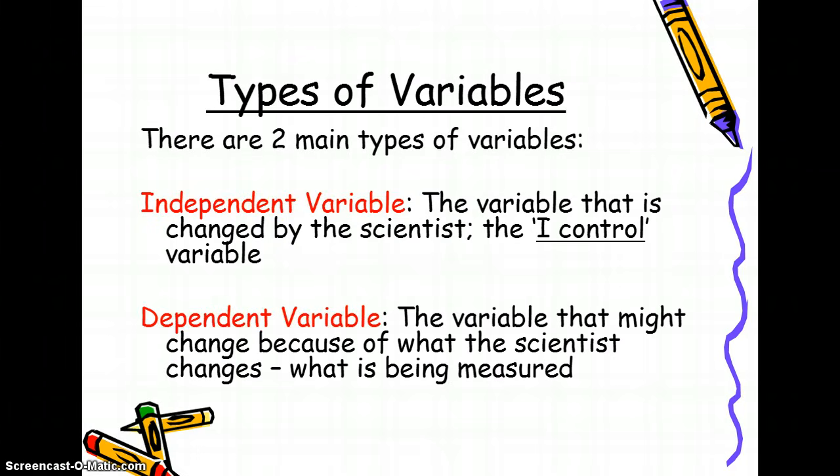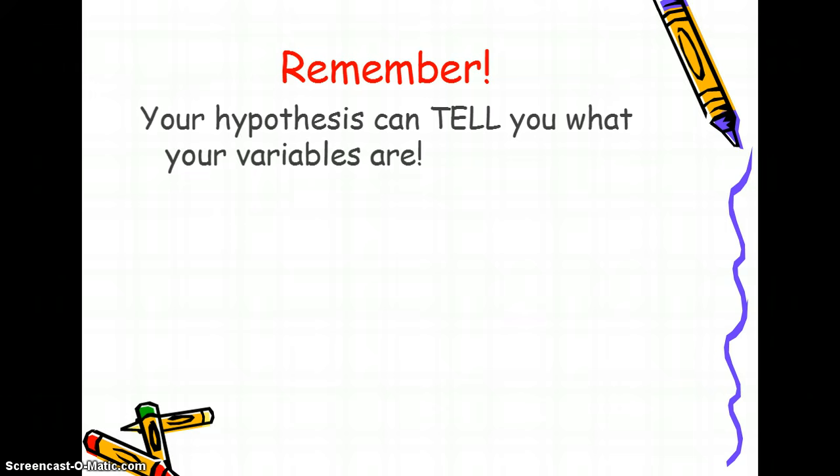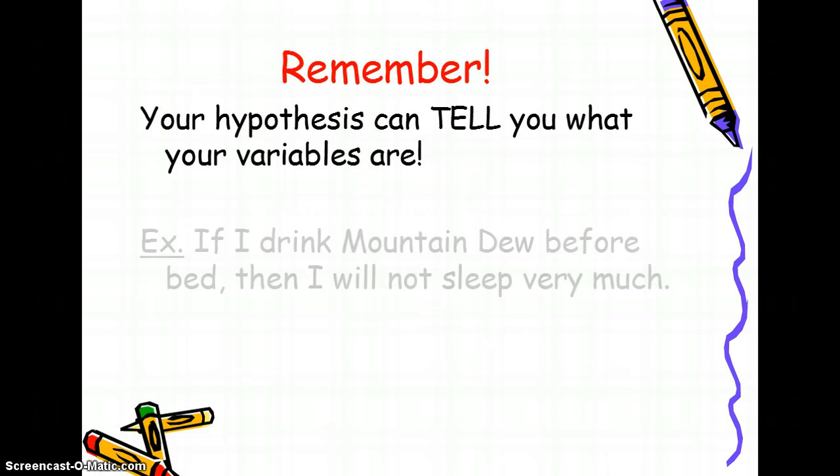And then we have our dependent variable. That is the variable that you are measuring. That is the outcome of your experiment. What are you trying to find out? So both the dependent and independent variable should be in your hypothesis.